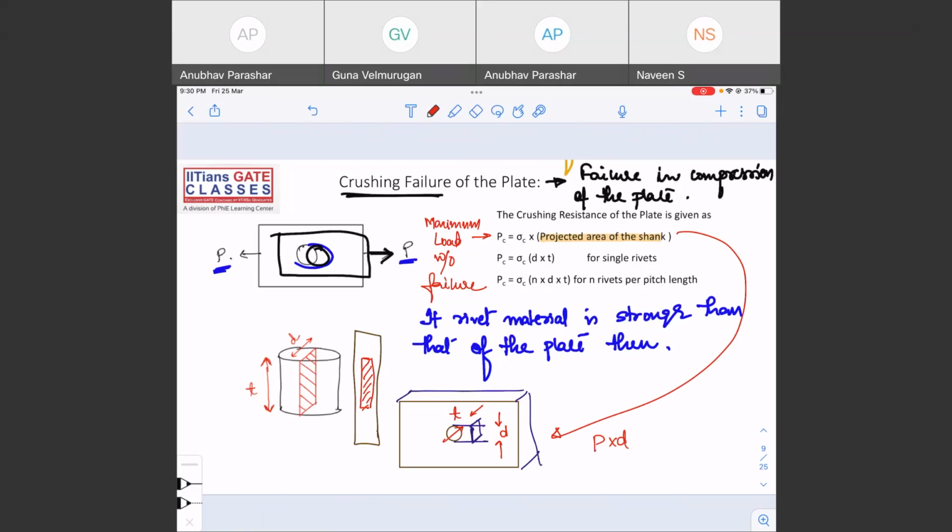Sorry, not P into D. Why am I writing P into D? The projected area is D into T, where D is the dia of the rivet and T is the thickness.